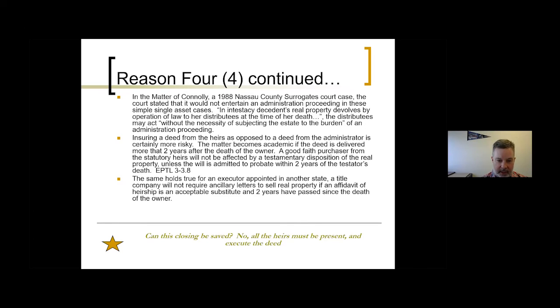And also that 2-year period holds true for an executor appointed in another state. We're not going to require ancillary letters to sell real property if the affidavit of heirship is an acceptable substitute and 2 years have passed since the date of the death of the owner.